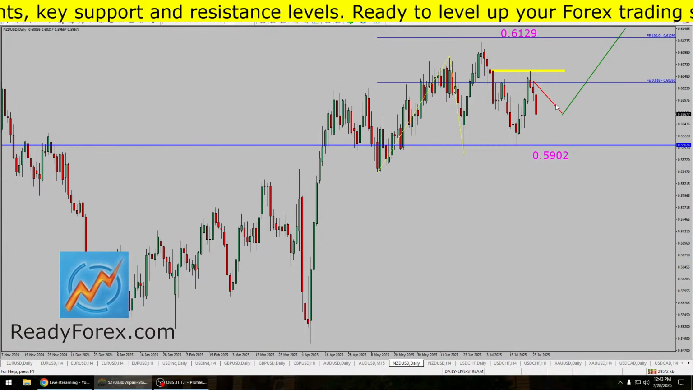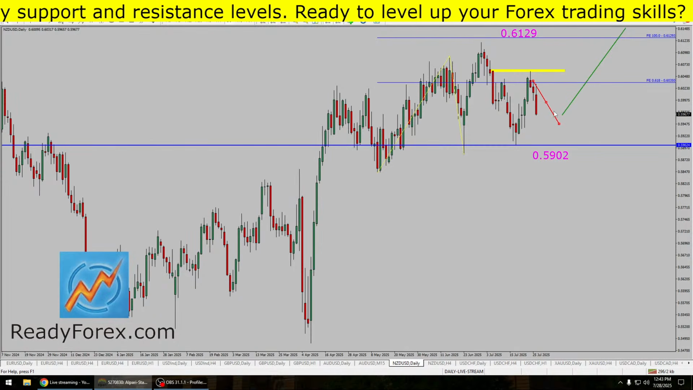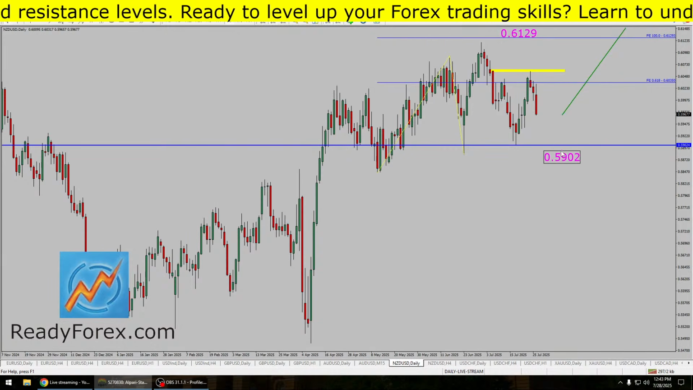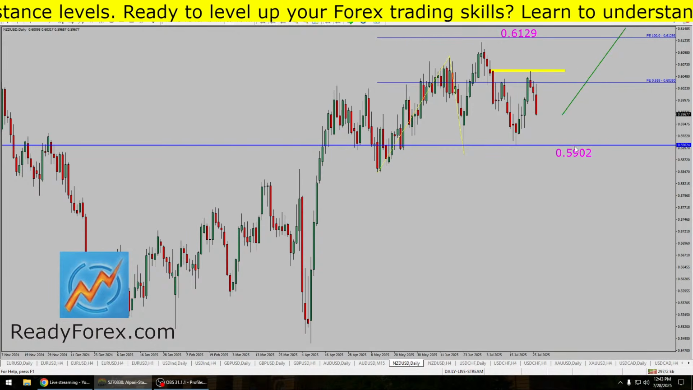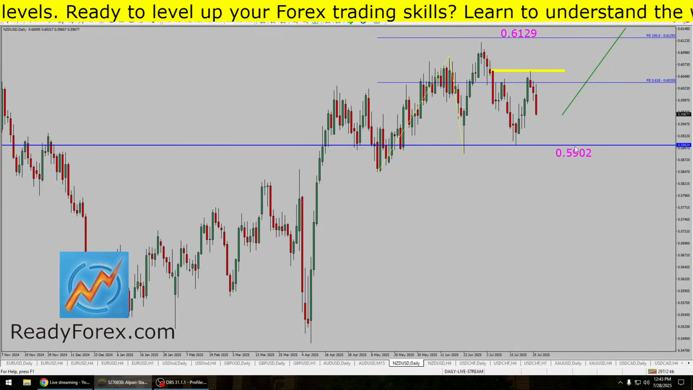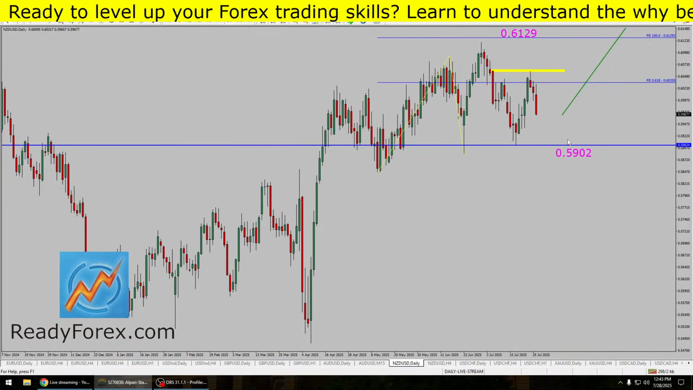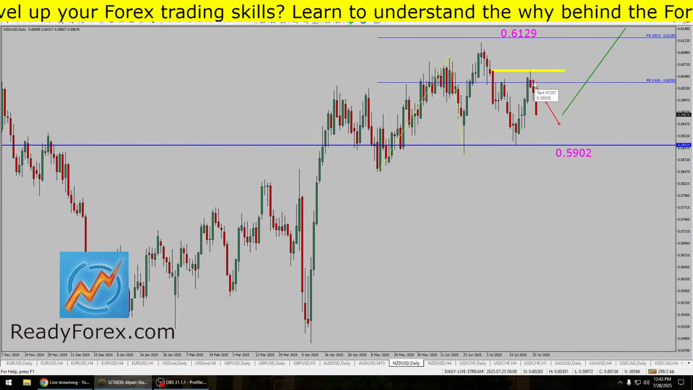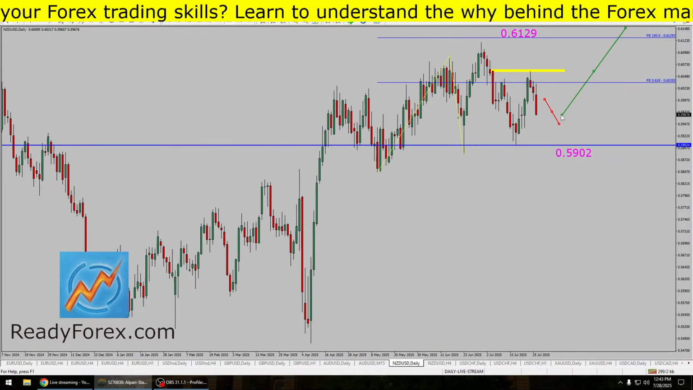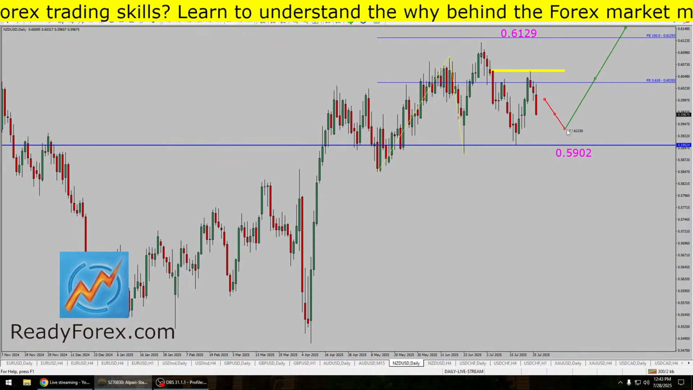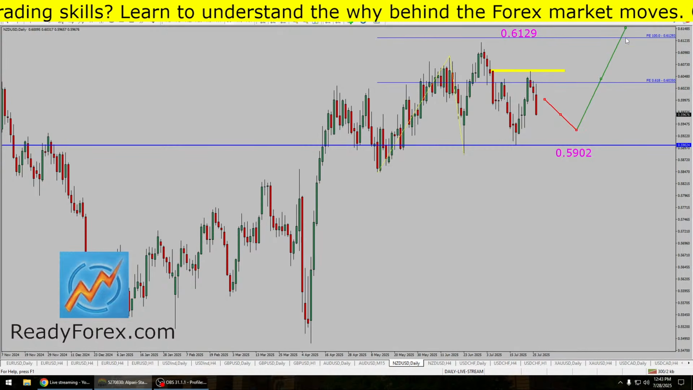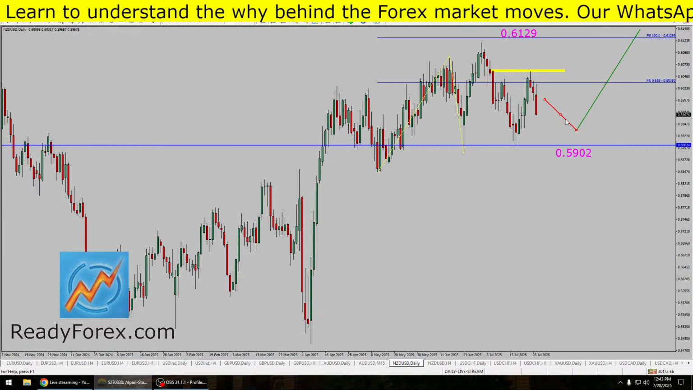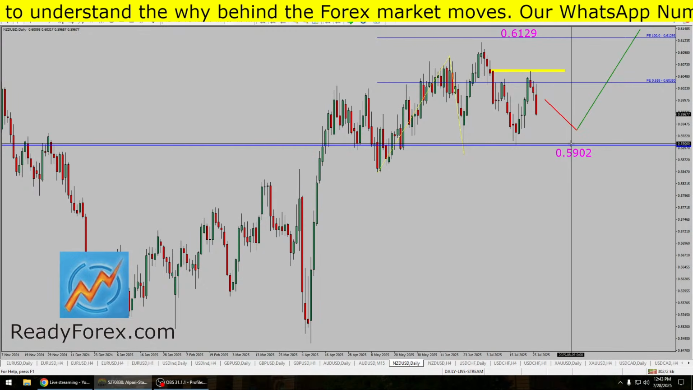NZDUSD currency pair, as long as price action is staying above the 0.5902 level, the trend is still up inside the NZDUSD currency pair. The market is probably going to drop a little bit more, and then I expect a bullish leg. However, the wave count will become invalid if price action is going to break below the 0.5902 area over here.